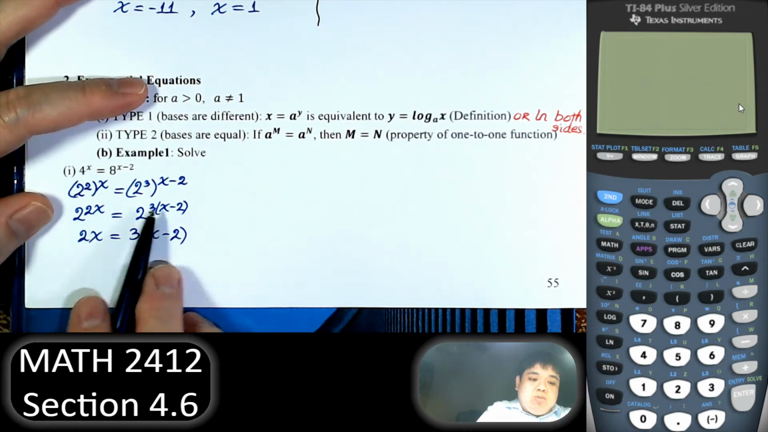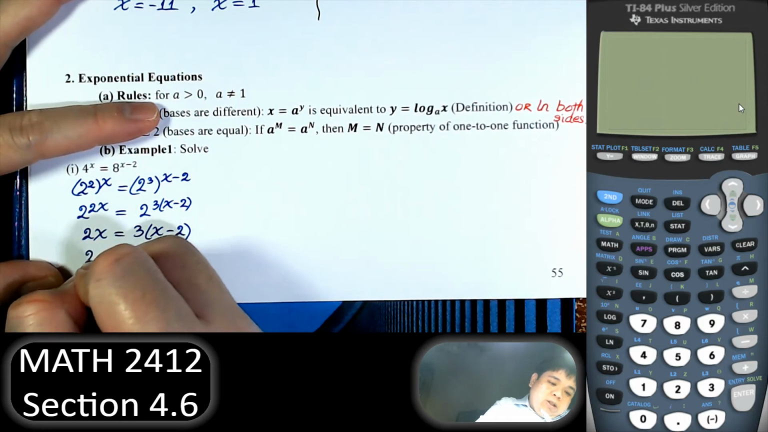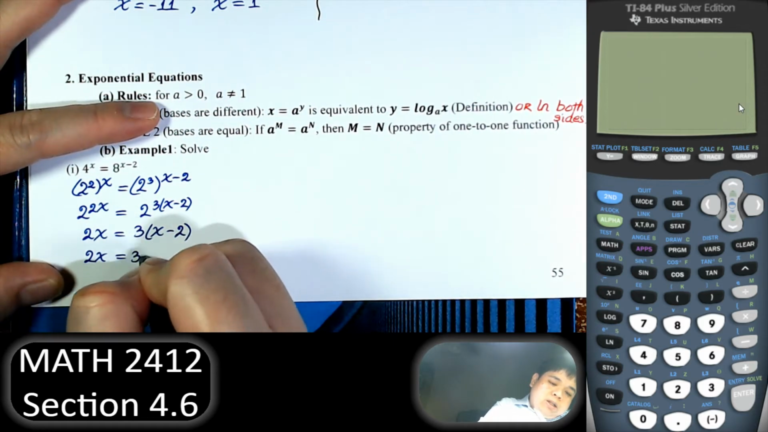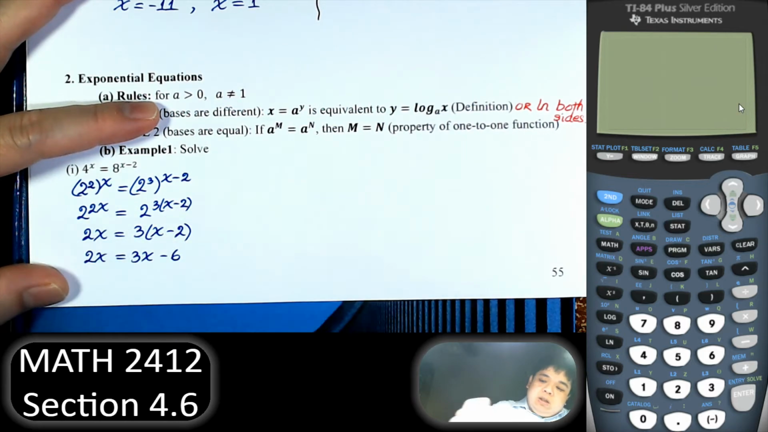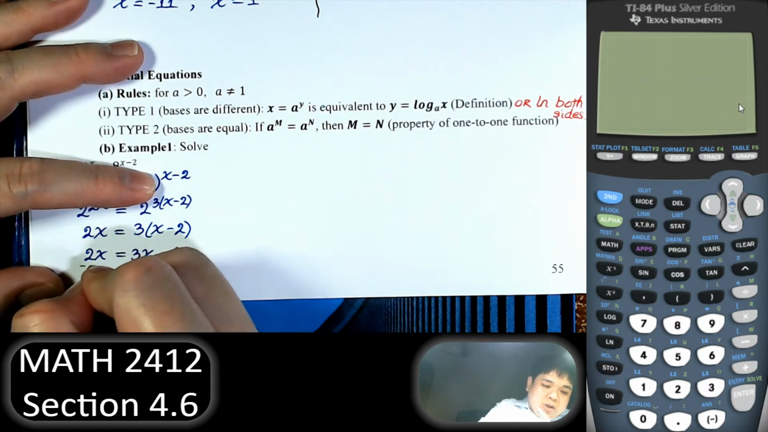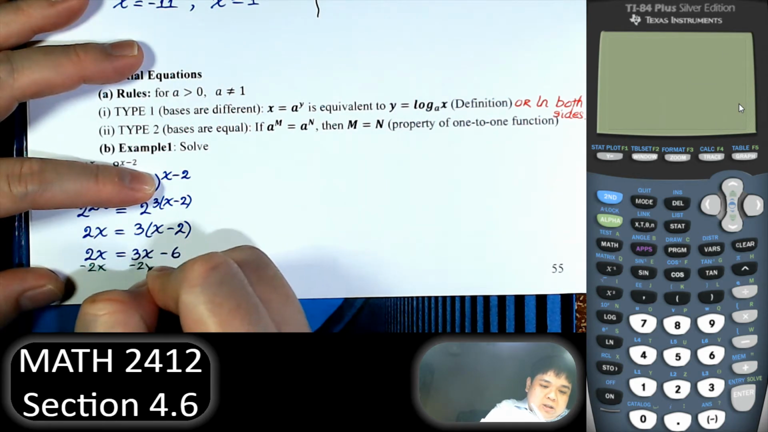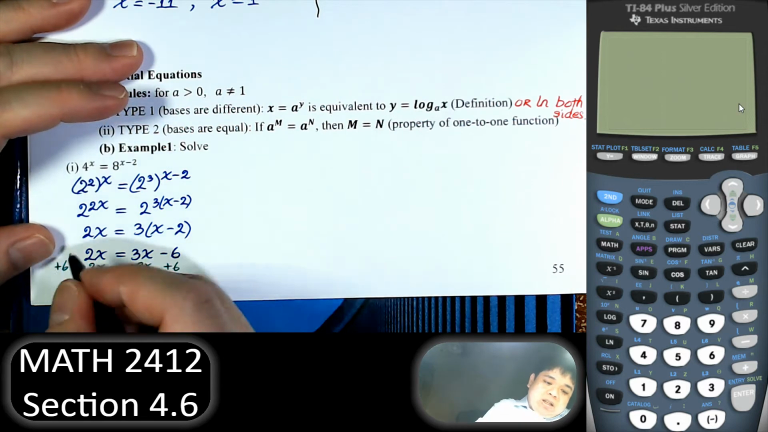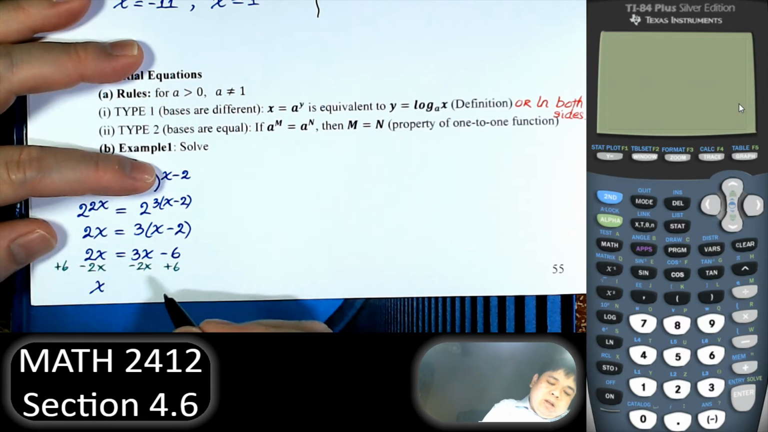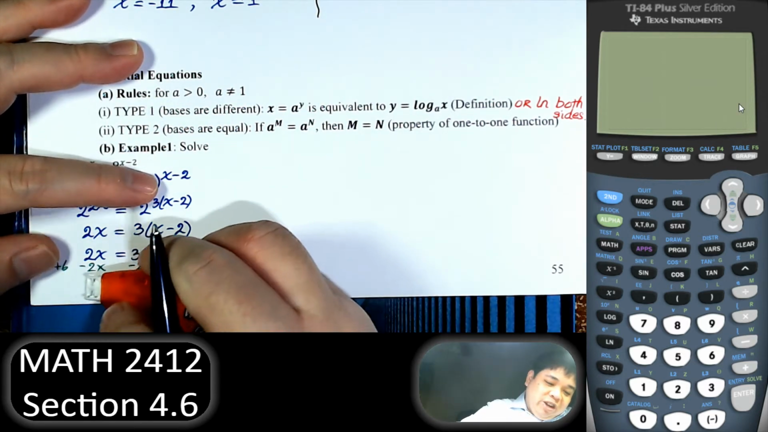Now we let the exponents equal each other. Bases are equal, so the exponents will be equal. Multiply it out: 2x equals 3x minus 6. Now minus 2x on both sides and plus 6. So x equals 6, with 6 on the other side.